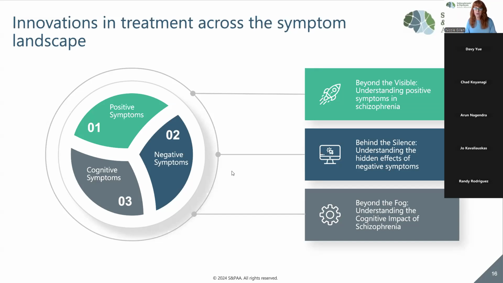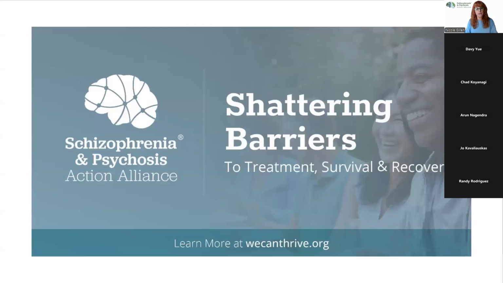But first, let me take a small step back and talk about Schizophrenia and Psychosis Action Alliance. Who are we? We focus on shattering the barriers to treatment, survival, and recovery. We were founded in 2008, and we're the only organization really that just focuses on schizophrenia and psychosis. We advance systemic change and promote recovery through research, education, care, advocacy, and public policy, all with the intent of impacting the lives of those with schizophrenia and psychosis spectrum disorders and their loved ones.